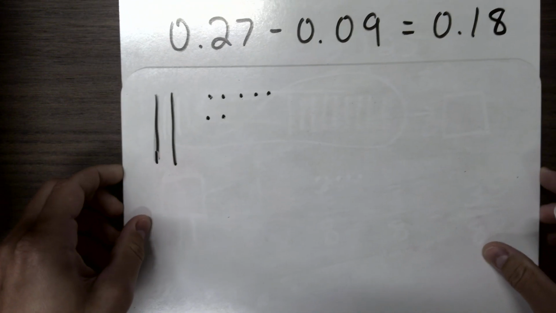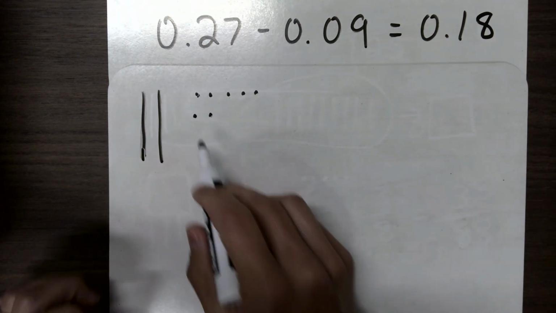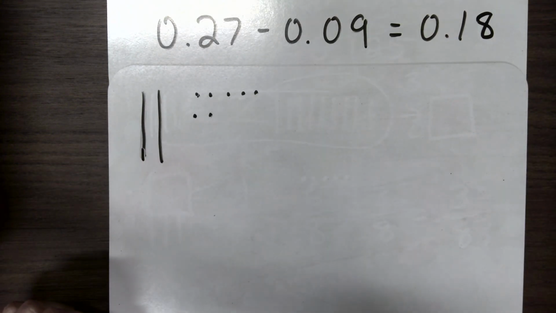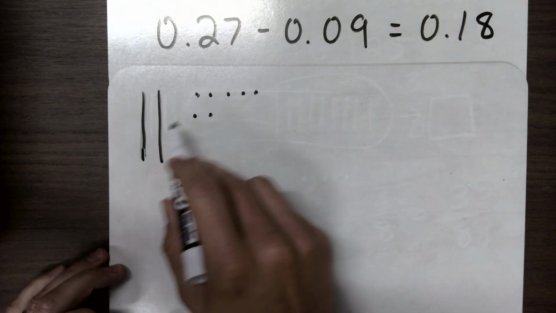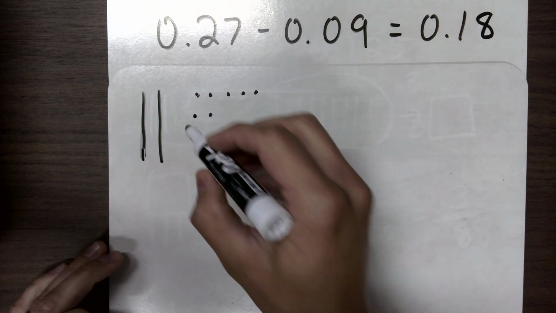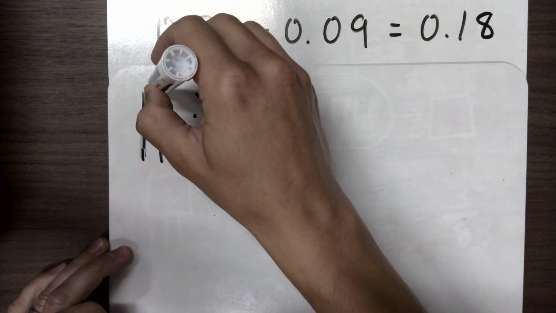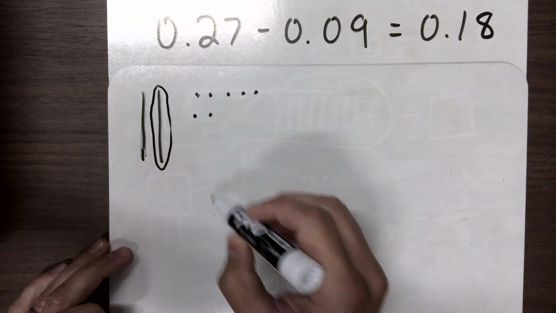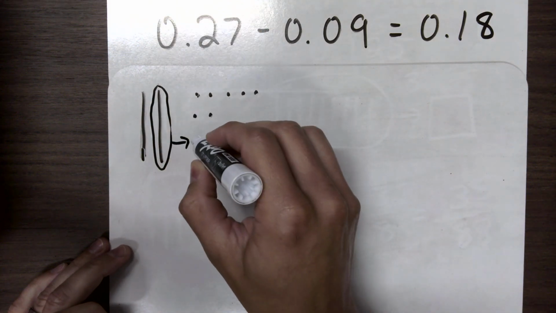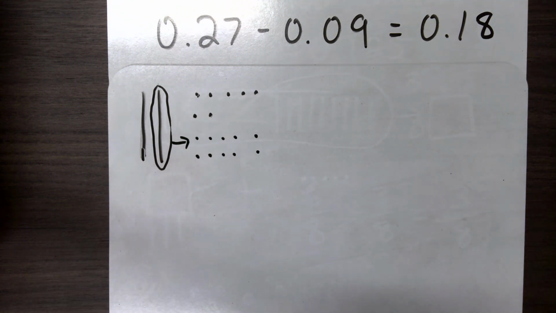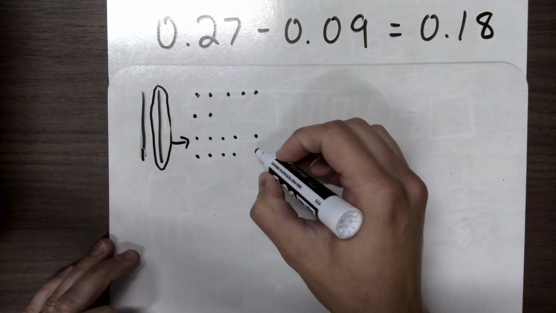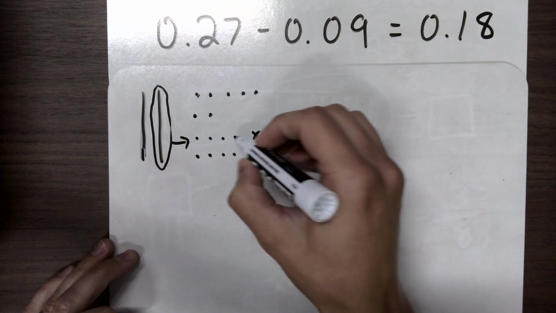And then for a representational model, it'll be similar, but just using a drawing. So again, we want to take away or cross out 9 hundredths. So I have 2 tenths, 7 hundredths, so I don't quite have 9, so I can't remove that. So this tenth right here, I'm going to ungroup into 10 hundredths. So now I have 1 tenth and I have 17 hundredths.